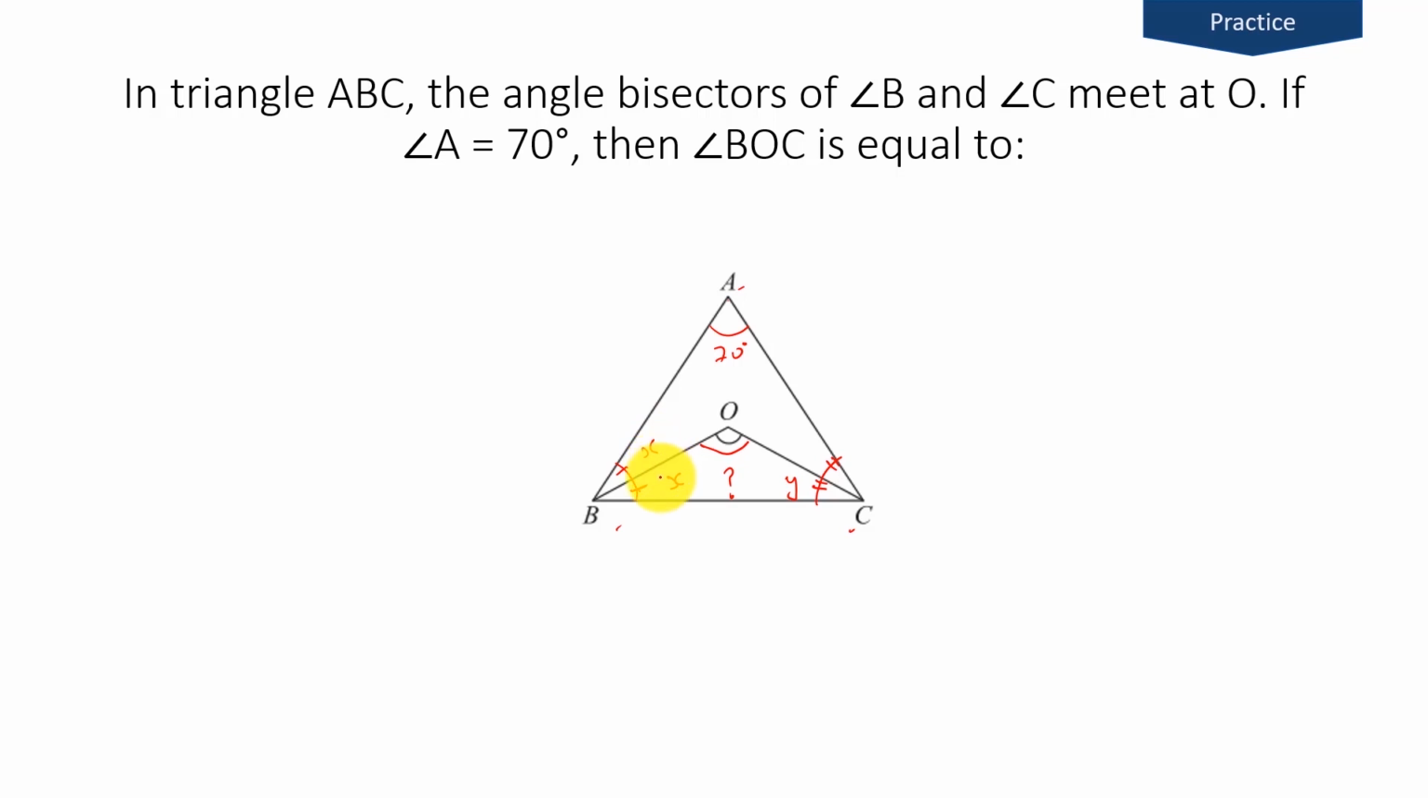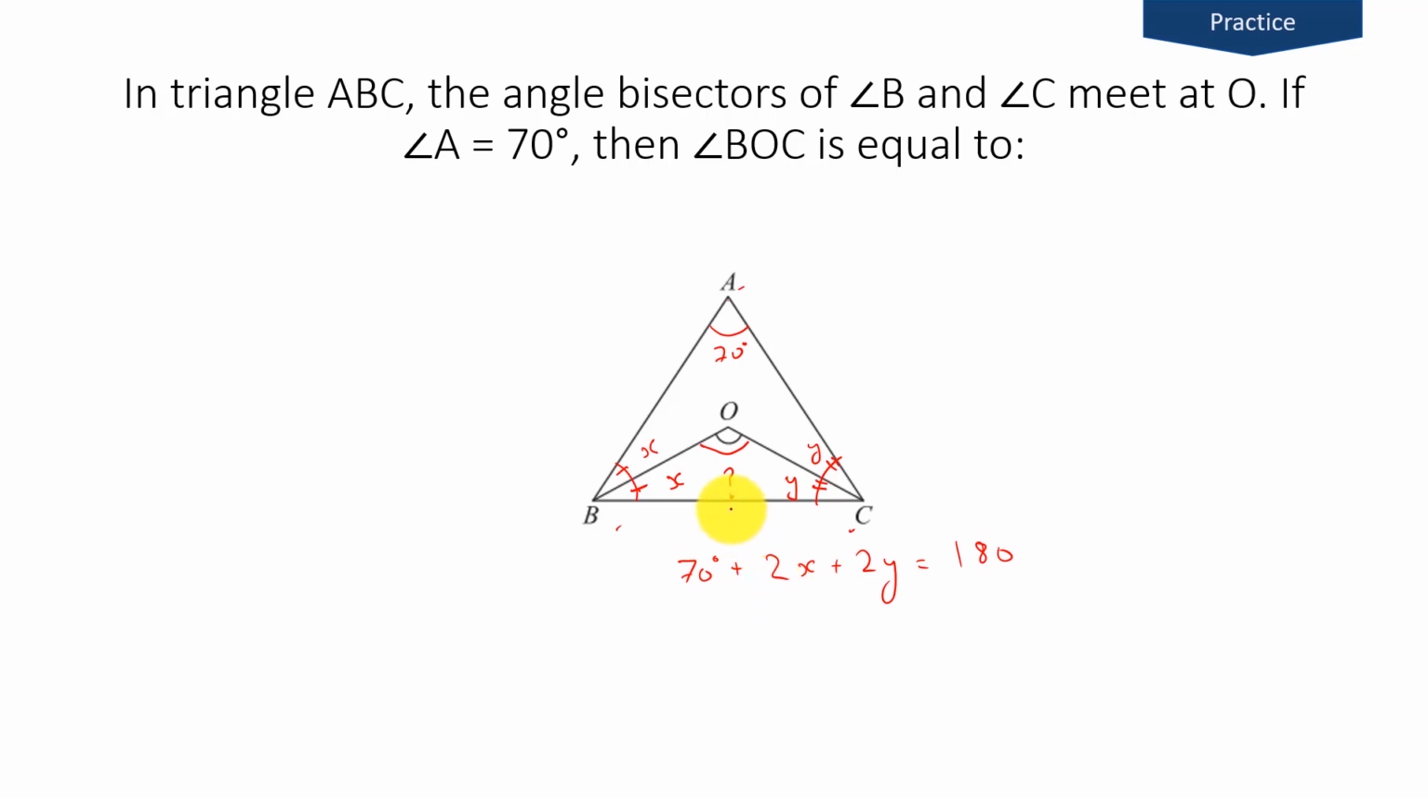X, so this angle is also X. Here this angle is Y because OB and OC are angle bisectors. Now if I look at triangle ABC, the sum of angles is going to be 180 degrees. So 70 degrees plus 2x plus 2y is equal to 180 degrees.